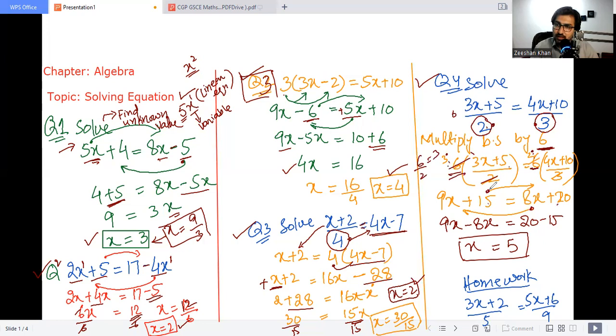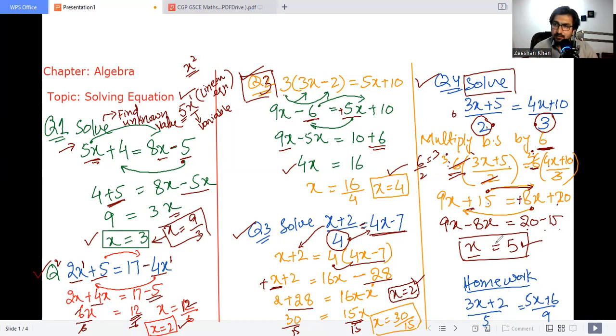You can see the arrow. This was plus 8x. When I shift it to the left, it will become negative 8x. And when I shift this plus 15 to the right, it will become 20 minus 15. It was plus here, so when I shift it to the right, it will become negative 15. So 20 minus 15 is 5. And 9x minus 8x is x. So we got the unknown. This is what was required. To solve it means to find the x. So this is solving an equation.